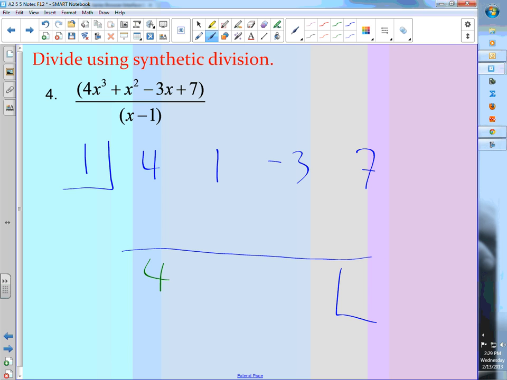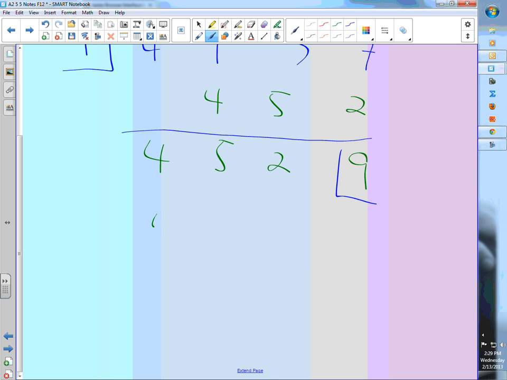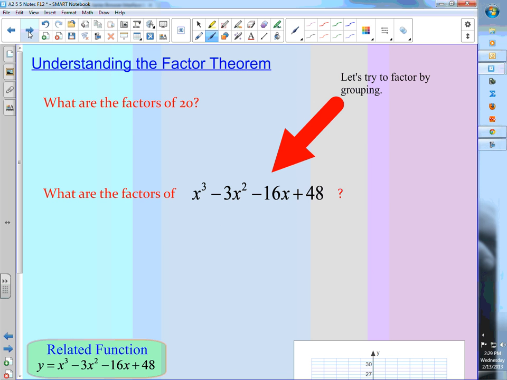So 4, 5, 2, 2, remainder is 9. So when you write it, 4x squared plus 5x plus 2 plus 9 over x minus 1. Now, that's great for division, but it's still just a cool trick at this point. Okay? It's just a cool trick at this point.